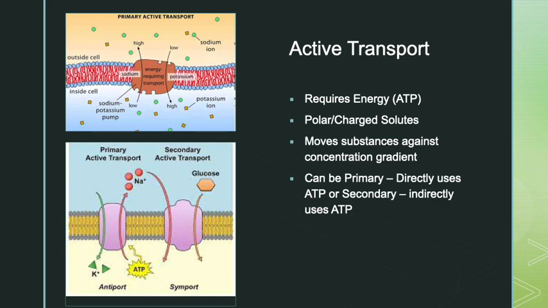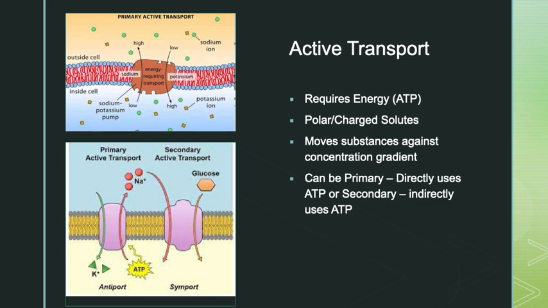Secondary active transport relies on a process that already used ATP. So this is more like a step 2 in a step-by-step process where step 1 required ATP. So you can see the symporter in this picture, bringing the sodium and the glucose into the cell, is indirectly using that ATP. It needed the ATP from the antiporter to remove the sodium to the outside of the cell, so it could bring that sodium back into the cell in exchange or with a glucose.